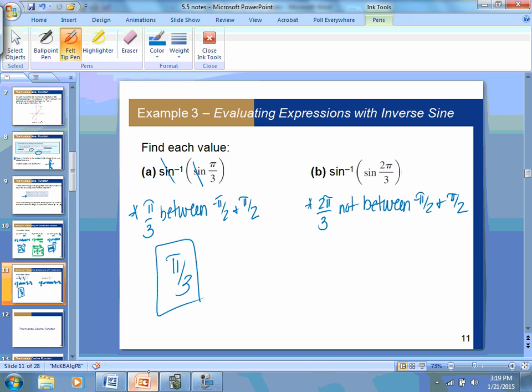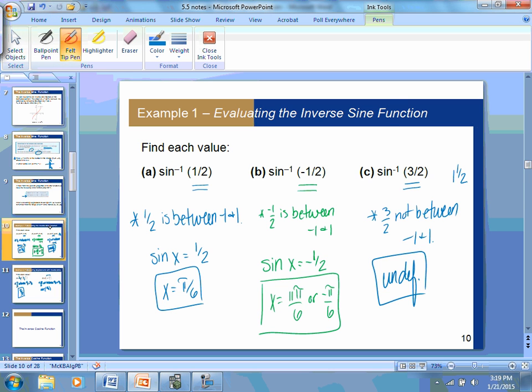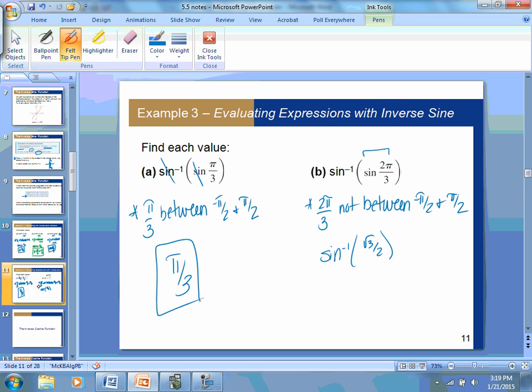Okay, so all I'm going to do here is evaluate the sine of 2 pi over 3. And that we did, and we got square root 3 over 2. So now I have an expression similar to what we did in our previous examples, the inverse sine of some measurement. I'm going to go through the same process we did before. Okay, square root 3 over 2. The square root 3 is 1.73. Divided by 2 would definitely get me a value that's between negative 1 and 1.